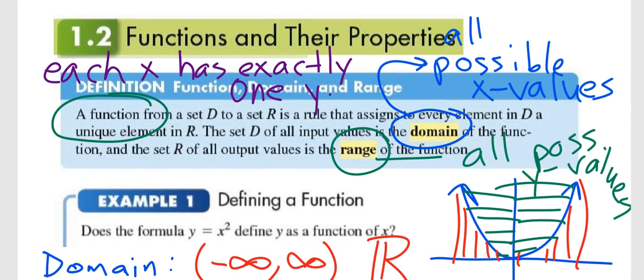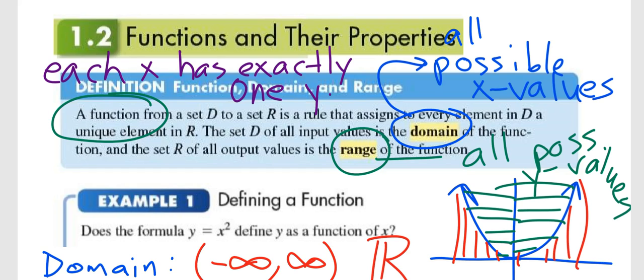Now, how do you determine if something is a function? Well, the definition, you can see it in the blue box there. A function from a set D to a set R is a rule that assigns to every element in D a unique element in R. Fancy definition to say each x has exactly one y.